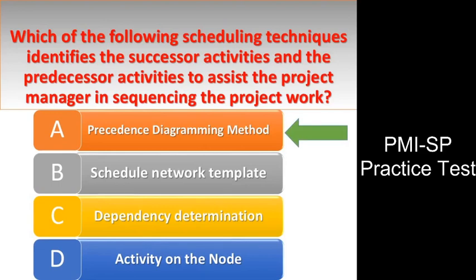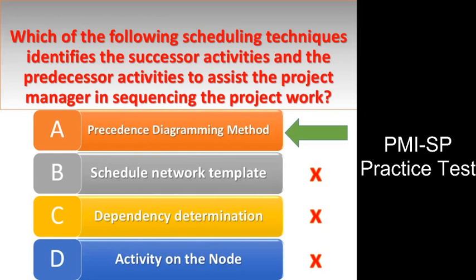Answer A. Explanation. The precedence diagramming method uses both predecessors and successors as nodes in a project network diagram. The PDM approach is the most common network diagram approach used and identifies the order of the project work.